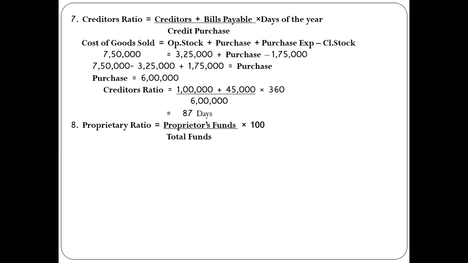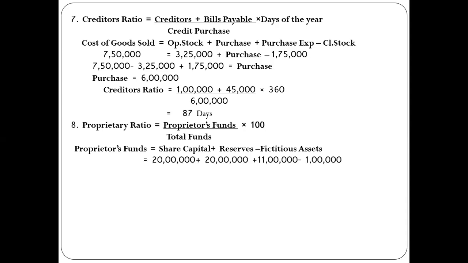Now we'll have to find the proprietary ratio. The formula of proprietary ratio is proprietor's fund divided by total fund into 100. Proprietor's fund is equal to share capital plus reserve minus fictitious asset. Share capital means equity and preference, both share capital, which is 20 lakh each. So we'll add 20 lakh plus 20 lakh. Reserve is 11 lakh, and fictitious assets we have in the balance sheet is 1 lakh rupees. So we'll get the proprietor's fund as 50 lakh rupees.